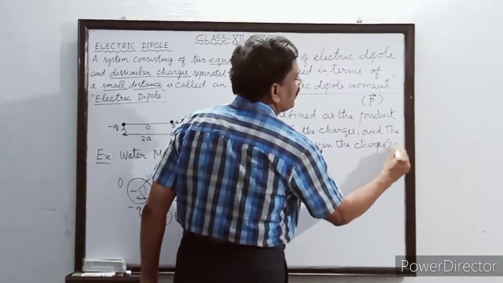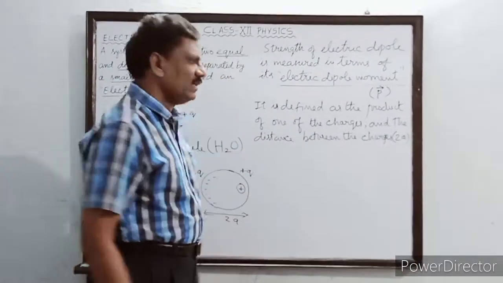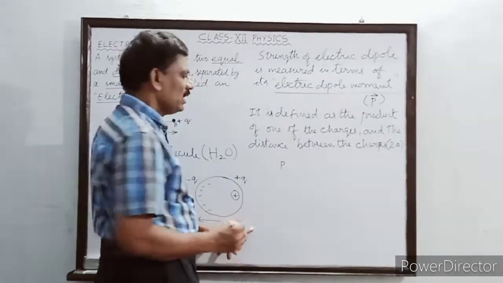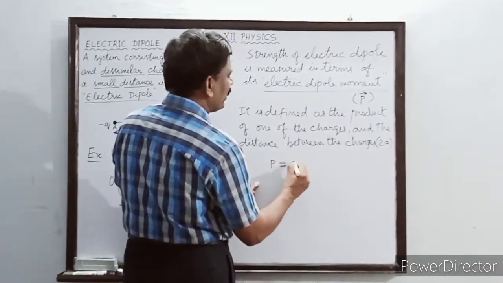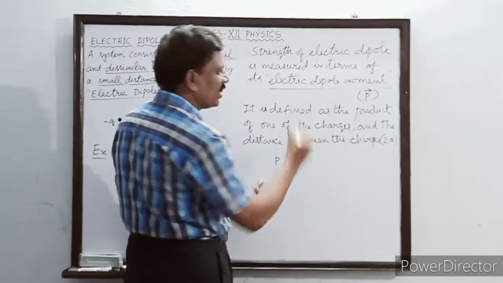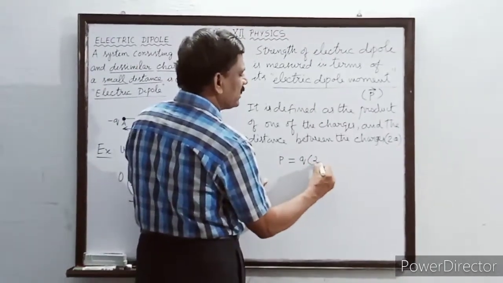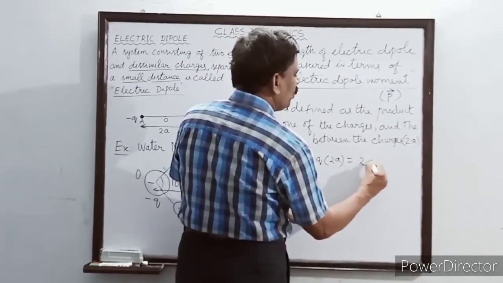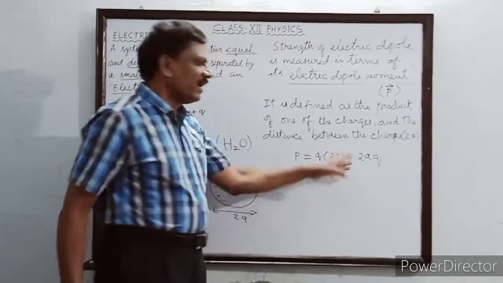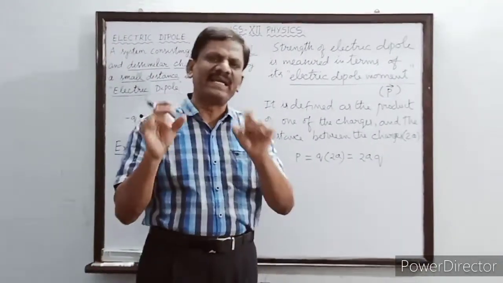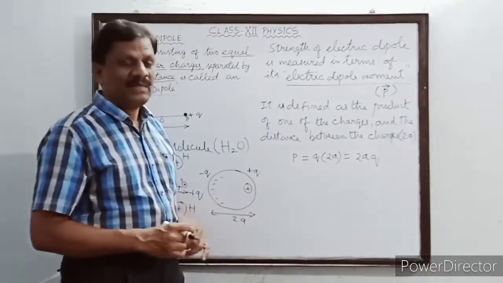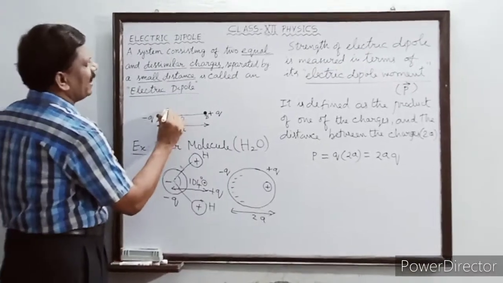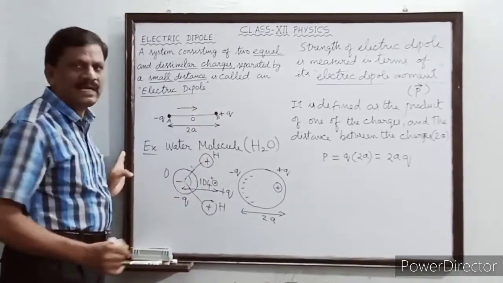The distance between the charges is denoted as 2a. Therefore, P, that is the magnitude of the dipole moment, is equal to one of the charges, meaning Q, into the distance between the two charges, which is 2a. So this is rearranged as 2a into Q. I have written this in the scalar form, that is only the magnitude of the dipole moment. But actually it is a vector quantity, and its direction is always from the negative charge towards the positive charge.